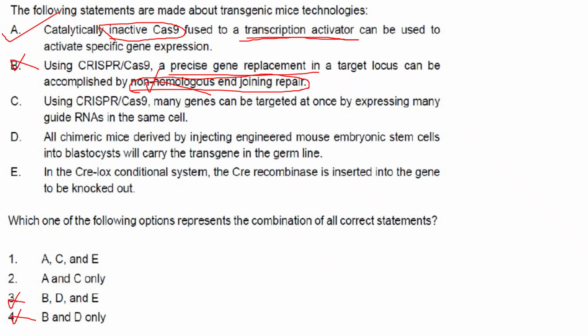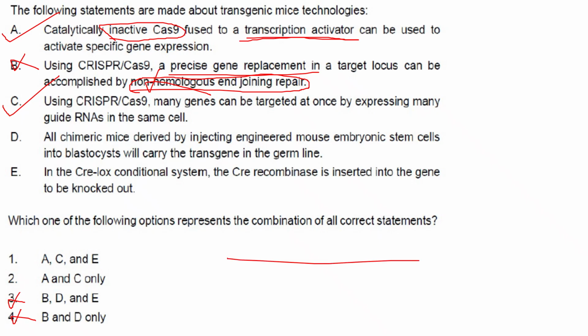Then, using CRISPR-Cas9, many genes can be targeted at once by expressing many guide RNAs in the same cell. Of course, you can do that, and that process is called multiplexing. It simultaneously targets multiple genes on a single genome. So what you do is use multiple gRNAs. Okay, I will show you.